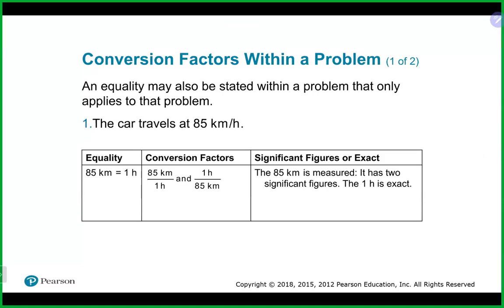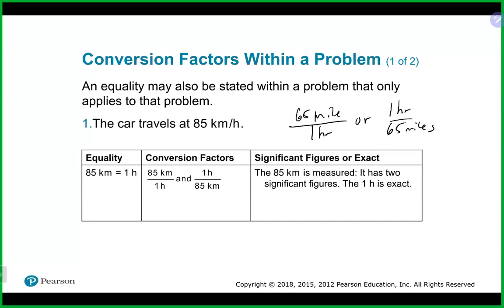Now, sometimes we do get some conversion factors from the actual problem itself, and we do need to use those in the problem. So, for example, a car travels at 85 kilometers per hour. By the way, when you have something in words, like you are driving 65 miles per hour, those are two different units, right? So when somebody says miles per hour, that means you went 65 miles in 1 hour, basically, right? Or in 1 hour, you went 65 miles.